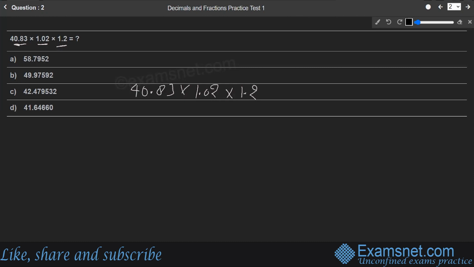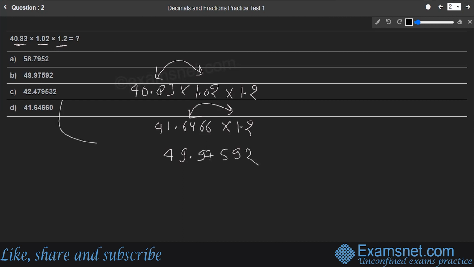If we do the first multiplication together, if we multiply these two together, it comes out to be 41.6466, and then 1.2 is also left. Then if we multiply the last term also, the real answer comes out to be 49.97592. So this is the final answer. Let's see where it is available. Available in option number B. So that becomes the right answer.